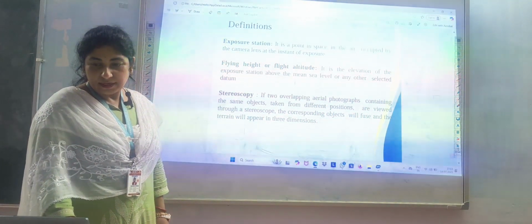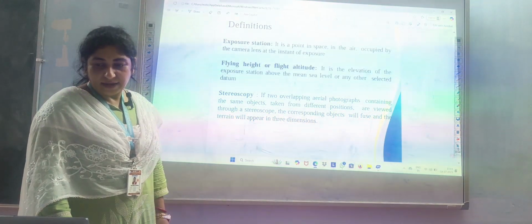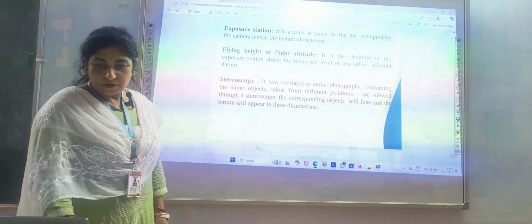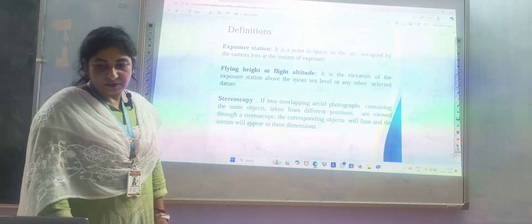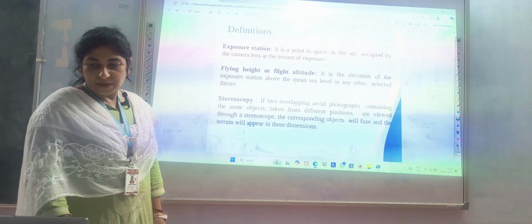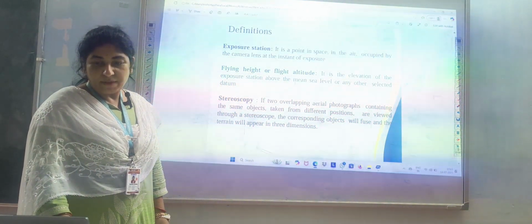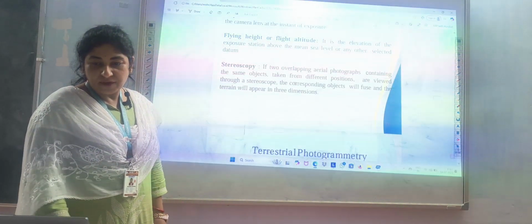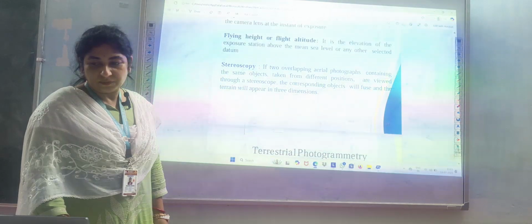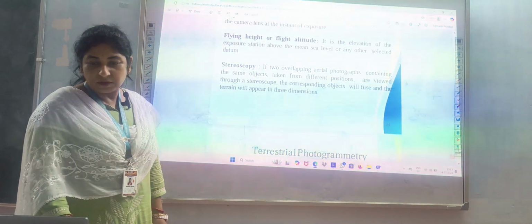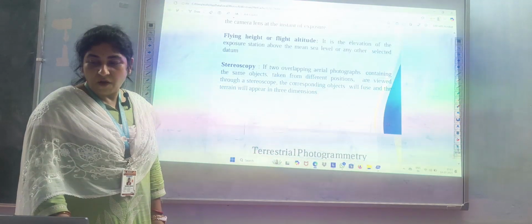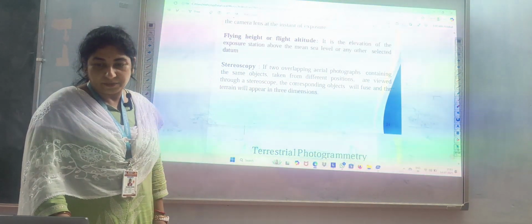Exposure station, flying height or flying altitude, and the third one is stereoscopy. First we know exposure station. It is a point in space in the air occupied by the camera lens at the instant of exposure. Next one, flying height or flight altitude. It is the elevation of the exposure station above the mean sea level or any other selected datum.